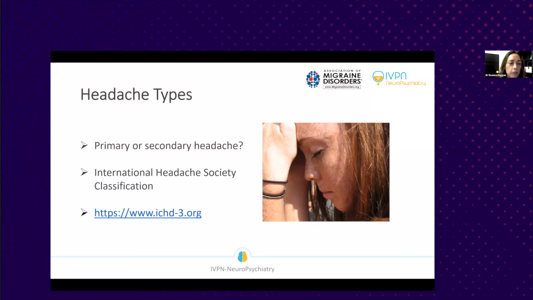So to start, we know that there are over 100 different headache types that are classified by the International Headache Society, and this link is included on this slide if you had an interest to peruse them. But for the sake of pediatrics, we're mostly going to focus on primary headache type and migraine. But when you first encounter a patient that has a new chief complaint of headache, we need to consider either primary or secondary headache types.